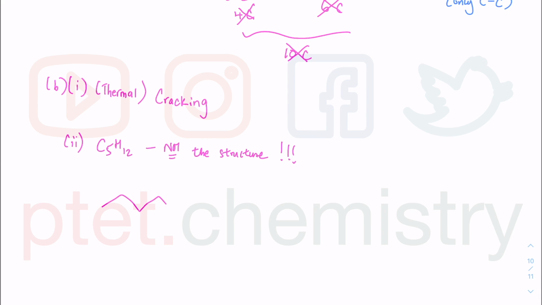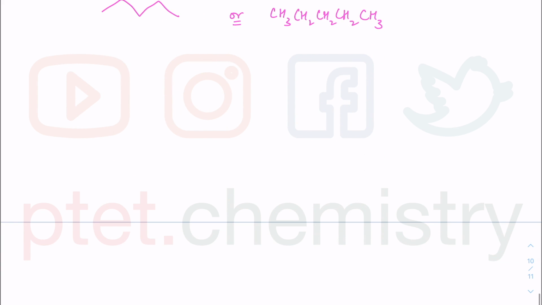It's a straight chain alkane, so this is 1 2 3 4 5, C5H12, with 3 hydrogen, 2 hydrogen, 2 hydrogen, 2 hydrogen, and 3 hydrogen. Or you can write CH3 CH2 CH2 CH2 CH3 just like that. If you want you can draw a displayed formula as well, but I'm never a big fan of displayed formula unless I'm specifically told to draw it.